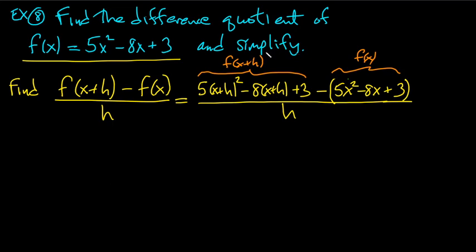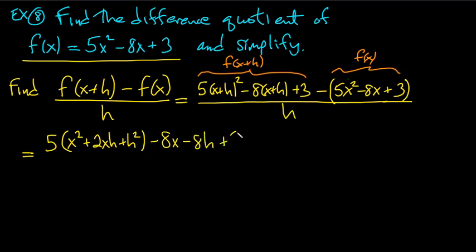But notice it says simplify. And by simplify, we really mean just expand all this out as far as possible. So let's do that. It's just a lot of algebra. So first thing is, instead of multiplying by 5, we're going to have to multiply out x plus h squared, which is x plus h times x plus h. So you FOIL that, and you're just going to get x squared plus 2xh plus h squared. And then minus, just distribute the 8, minus 8x minus 8h plus 3.